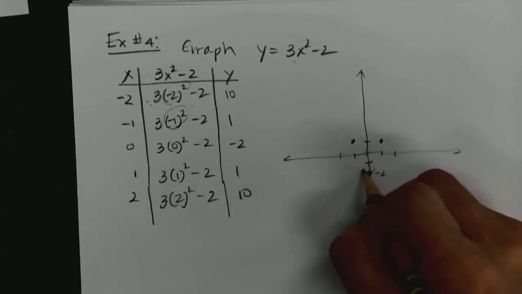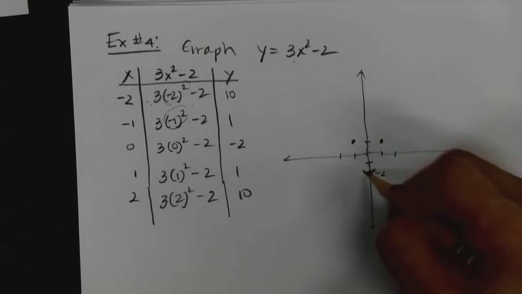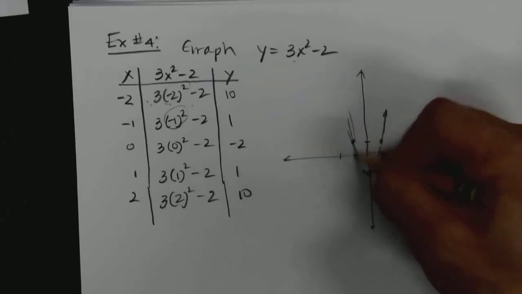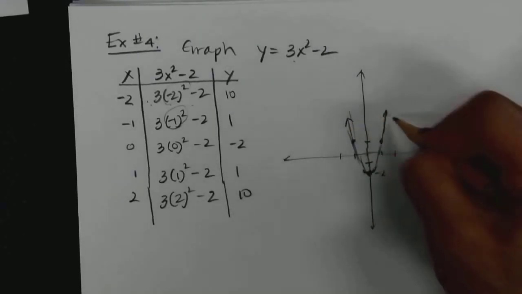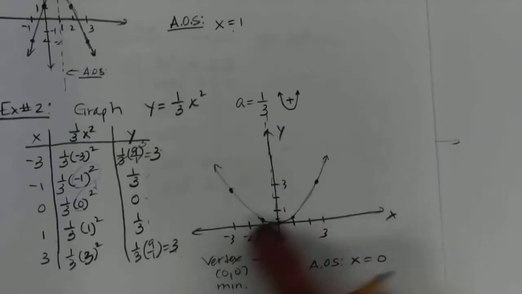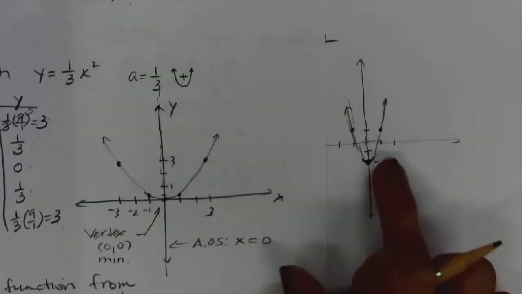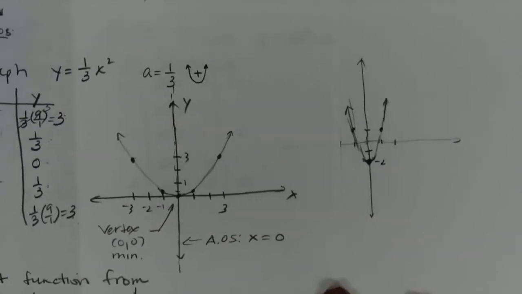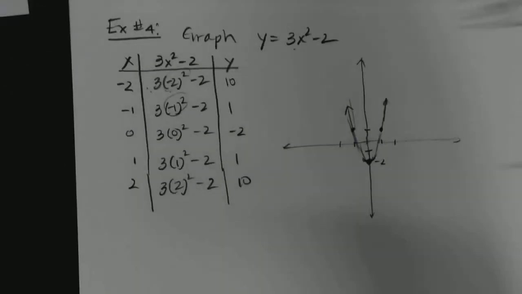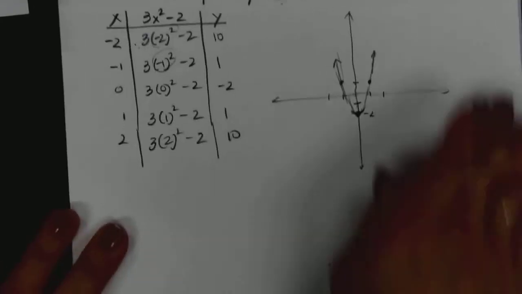Make sure when you're doing your parabola, don't make it a V, make it round at the bottom. So make it a little smiley face pointing up. And see how narrow this is compared to the 1/3 graph that we did? See, 3 is bigger than 1/3. So this is narrow, right? Then look how wide this is, and look how narrow this is. Because the A is 3 here and A is 1/3 here. Okay? Any questions? All right, I'm ready for the last one.